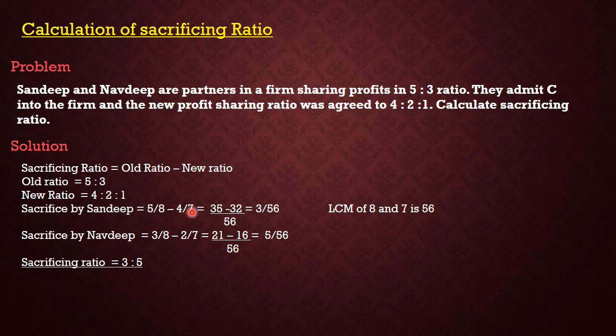Sacrifice by Navdeep: his old share is 3 by 8 and new share is 2 by 7, that is equal to 21 minus 16 by 56, that is equal to 5 by 56. So the sacrificing ratio is 3 by 56 is to 5 by 56, that is 3 is to 5.